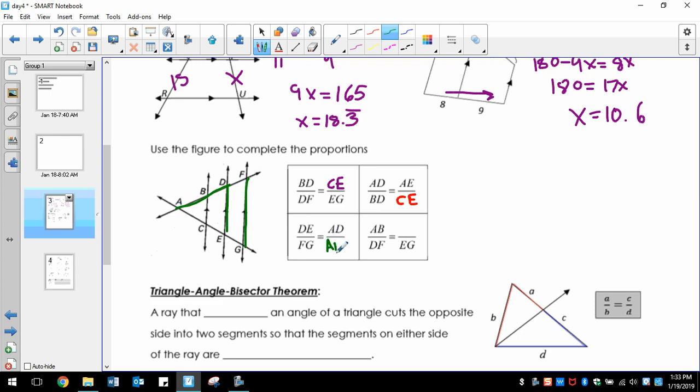So there are two different ways of thinking about it. You can use the medium and long of the vertical parallels, or you can do the medium and the long of these segments along this transversal.